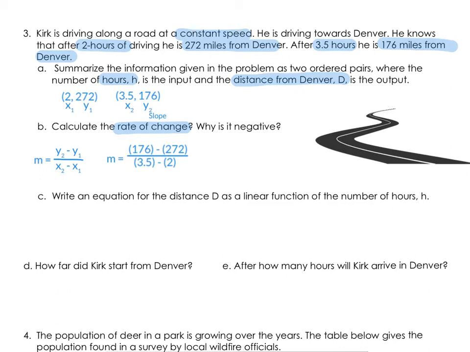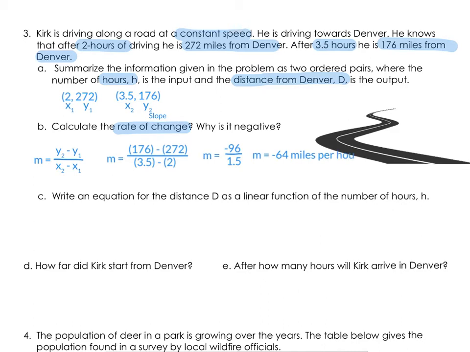So if we clean up top, 176 minus 272 is negative 96. And then in the denominator, 3 and 5/10 minus 2 is 1.5 or 1 and 5/10. And then we can put that in our calculator, negative 96 divided by 1.5, and we get negative 64. And the label, if we wanted to put a label on here, they didn't say we had to, but I always think that it helps. Remember that in the numerator we had the miles, so this is miles per hour.